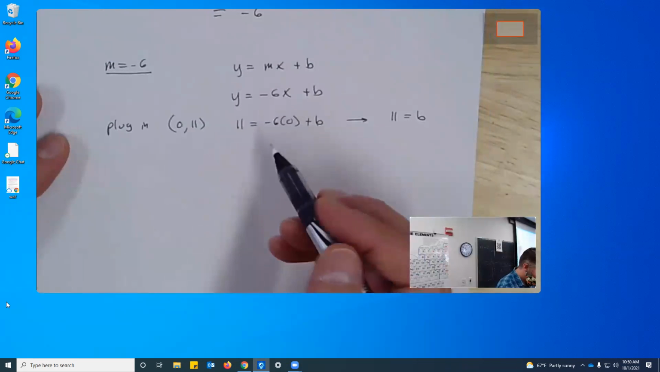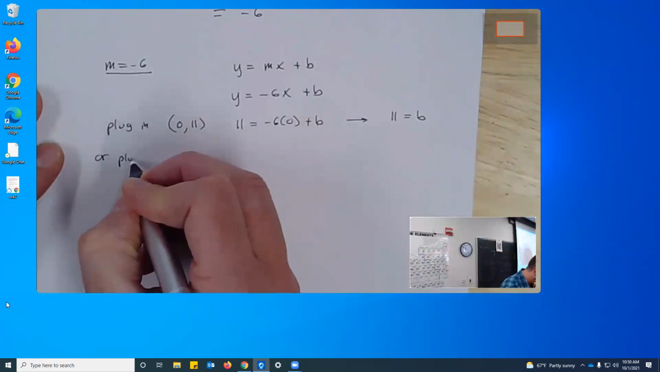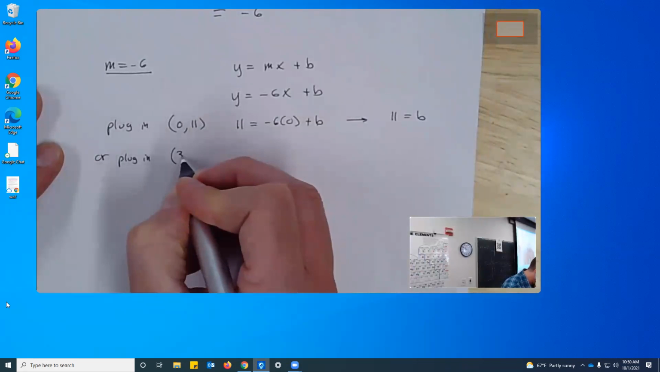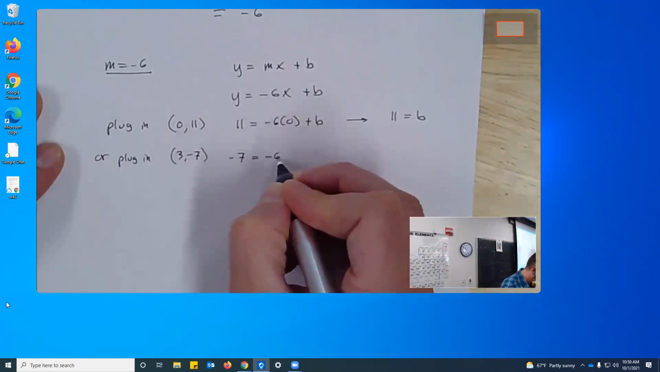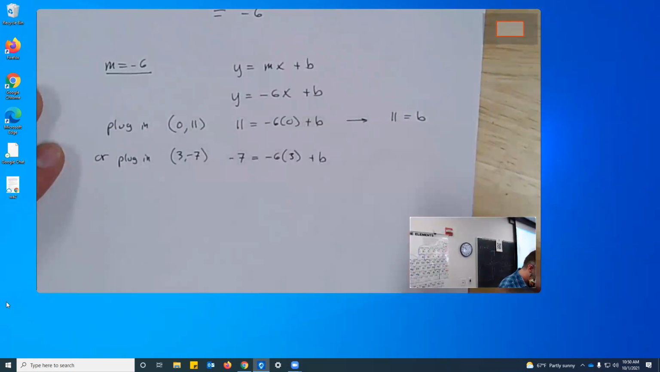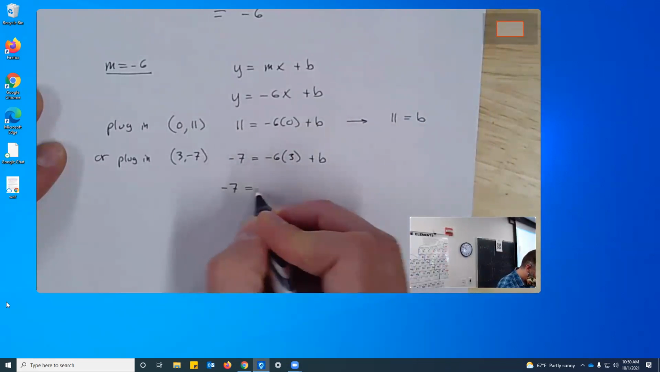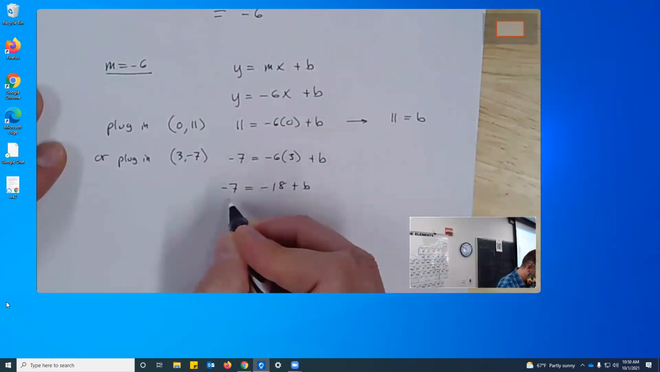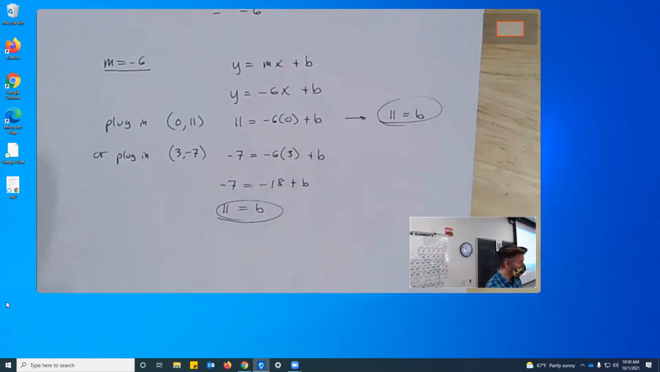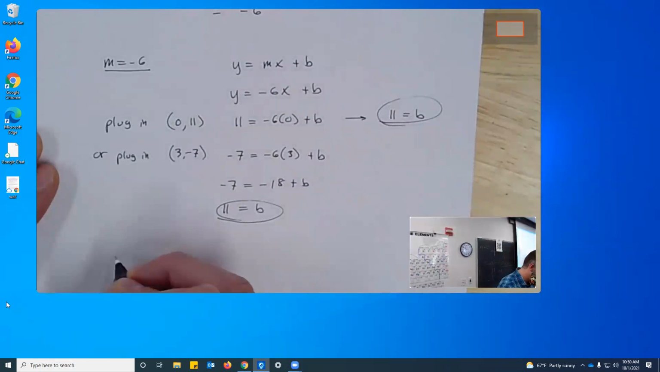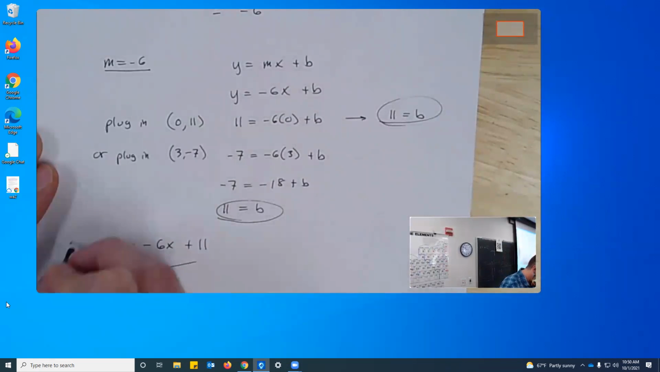Okay. So you could also choose the other point. Either point will get you the same b value. So I would have -7 equal to -6 times 3 plus b. And we see, oh, well, -7 equals -18 plus b. Add 18, and 18 plus -7 is 11. So either point you pick will lead you to the correct b value as long as the calculations are right. And then our final answer is going to be y equal to -6x plus 11.